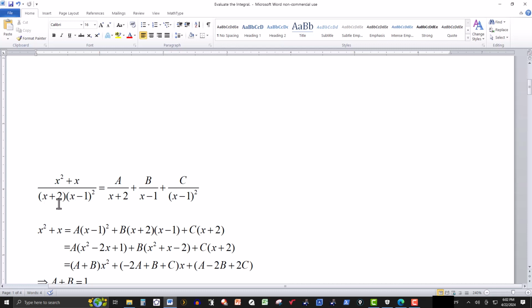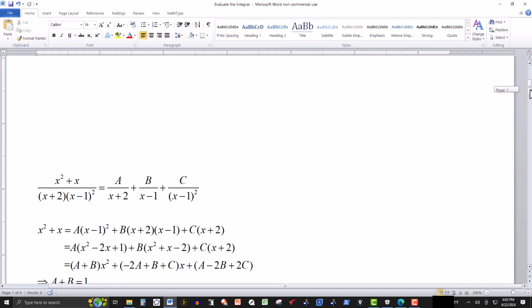So we have one linear factor that's not repeated, so that would be some constant a over x plus 2. And then the next one has a linear factor, but it's repeated. So the process there is one constant b over x minus 1, and then another constant c, and the denominator is x minus 1 to the second. If it was a 3, it would continue. And then we have to find the values of a, b, and c.